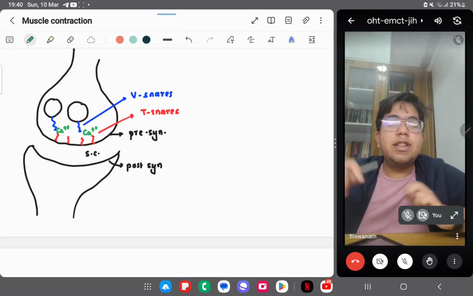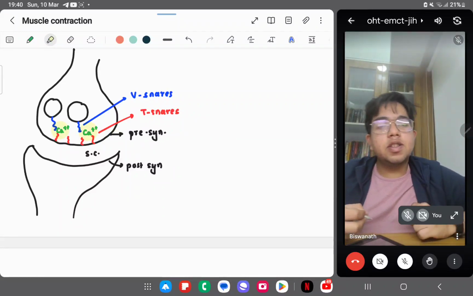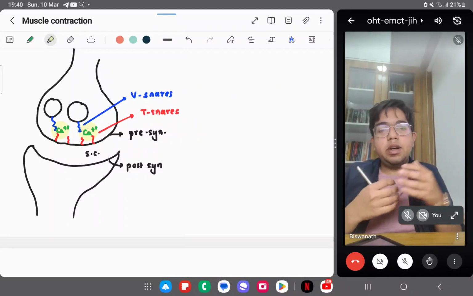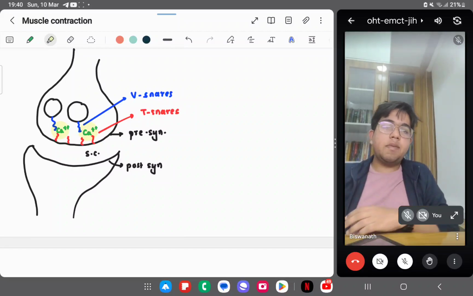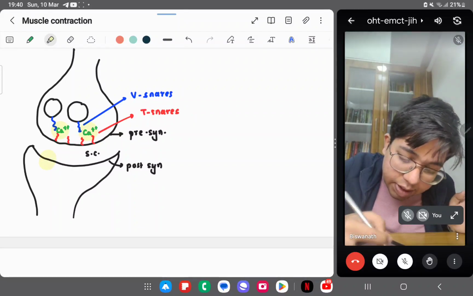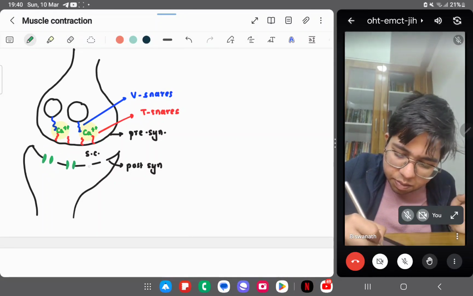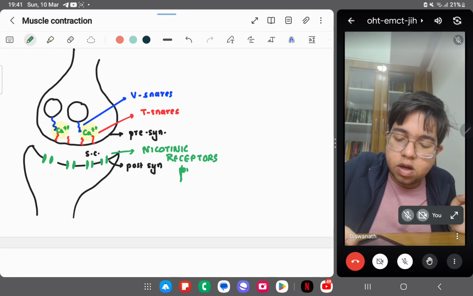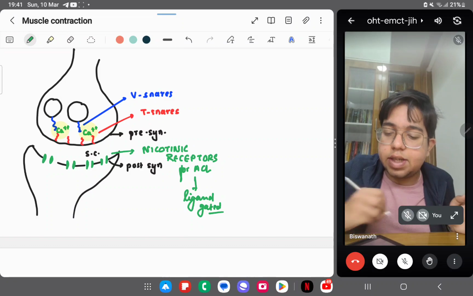Now, can you figure out what the calcium which came inside will do? This is the connecting link between the V snares and the T snares, and this will help the proteins to fuse. These vesicles will fuse and exocytose the ACH. This ACH will bind to the postsynaptic ACH receptors, that is the nicotinic receptors. You know about nicotinic and muscarinic receptors? These are your nicotinic receptors for ACH, which are ligand gated receptors.